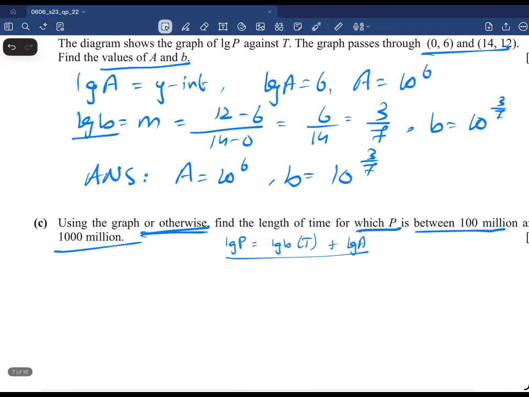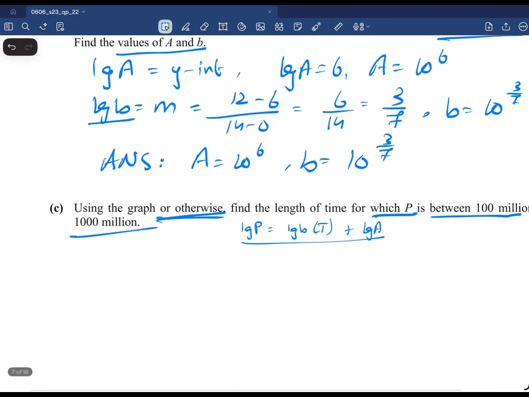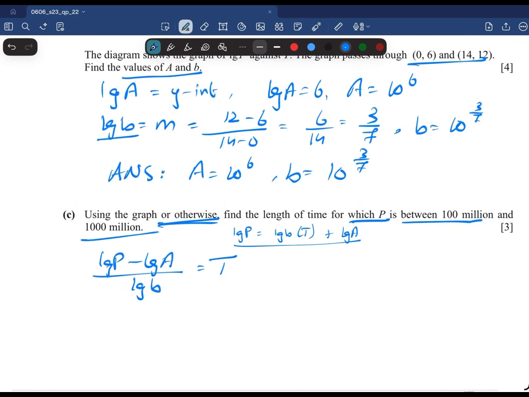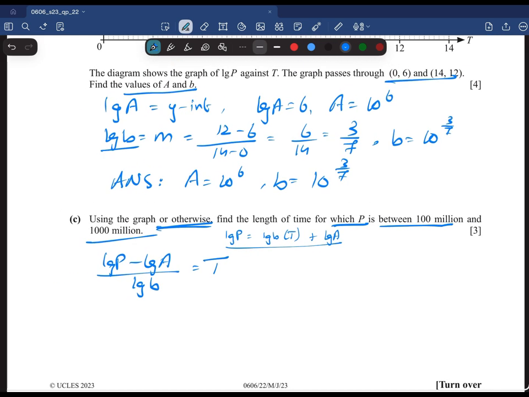All right, so making t the subject, lg p minus lg a upon lg b would be equal to t. Yeah, so all you have to do is plug in the values.